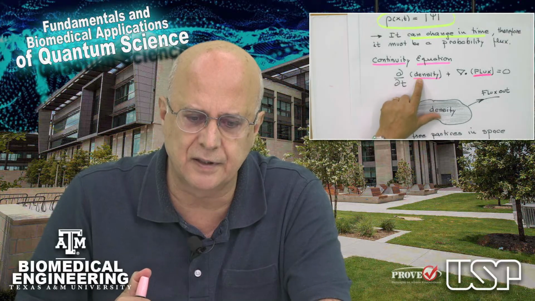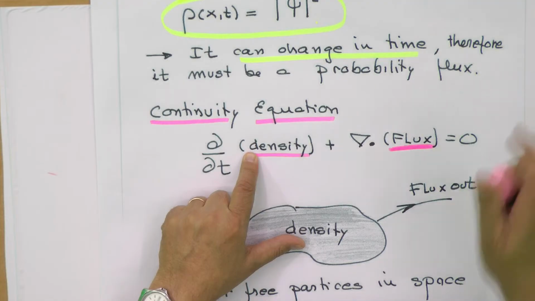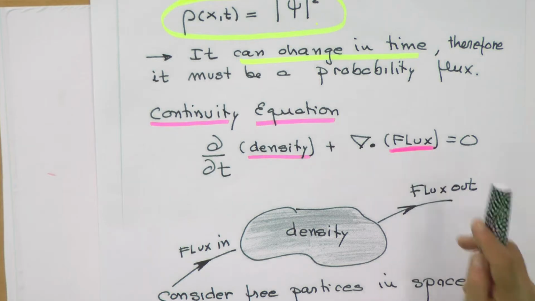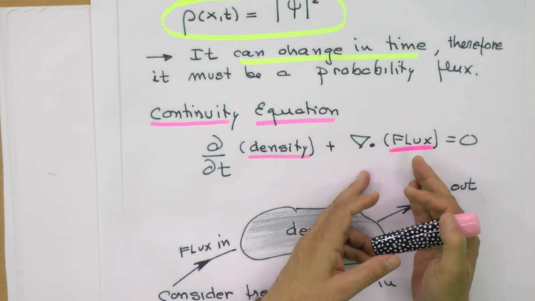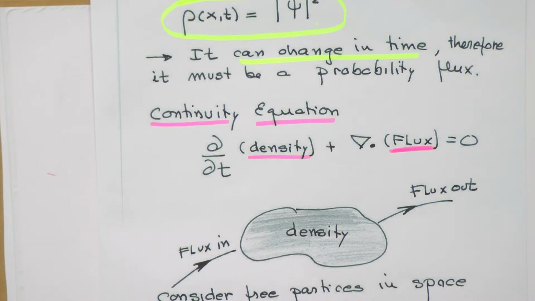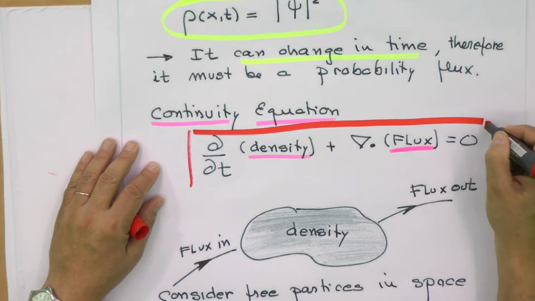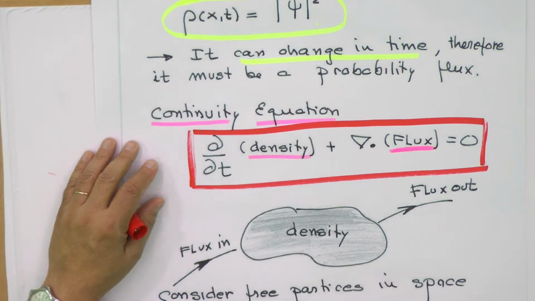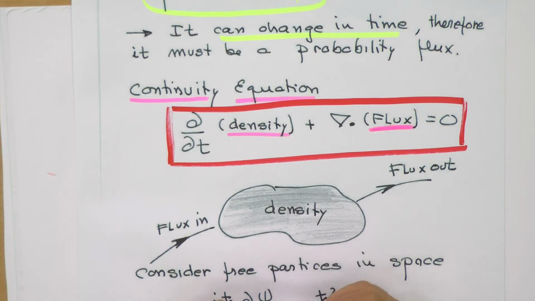If this is increased, it's because this is going in. If this is decreasing, it's because this is going out. The divergence of a flux gives you how much is going in or out. And that's why we call this the continuity equation. And it's valid in many things, right? It's not only here. Fluid mechanics is filled with this, and fluid mechanics is very important for biomedical. So this is the continuity equation we have.